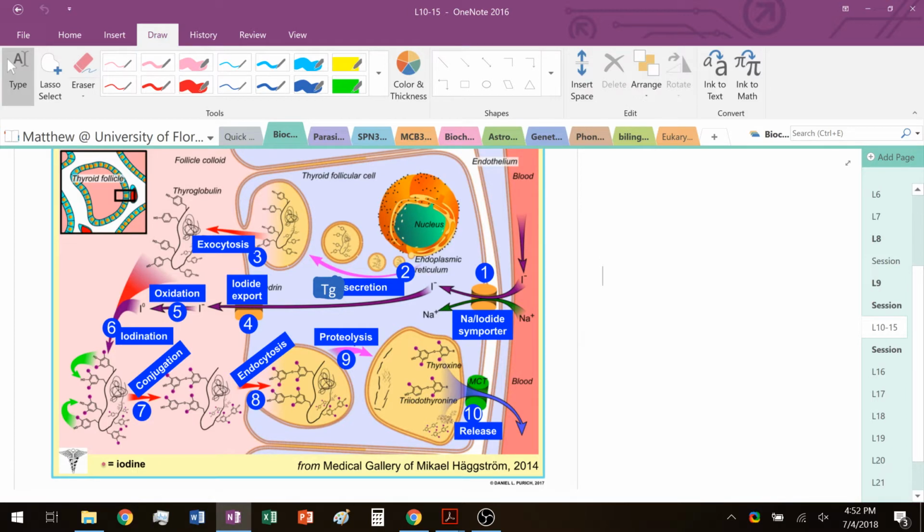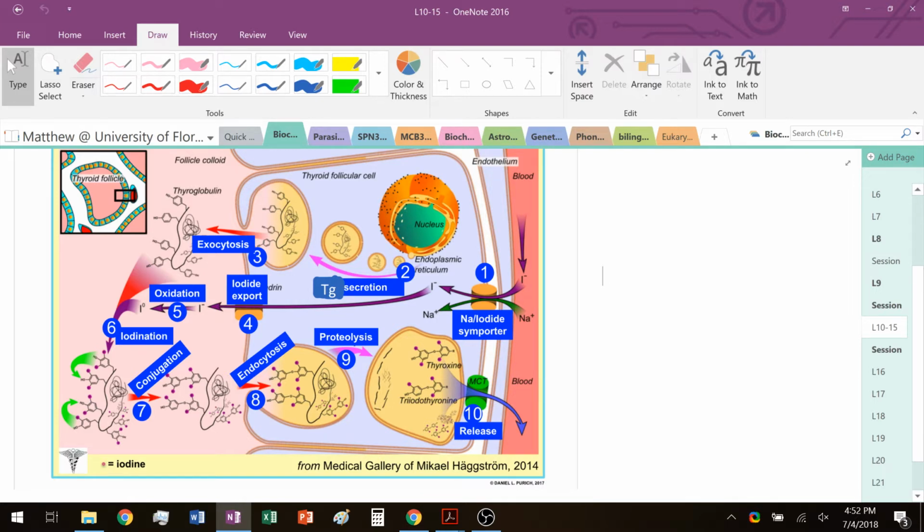This is a highly compartmentalized reaction. You can't have things all happening in one little space. It's kind of like the urea cycle, where some parts of it had to happen inside and outside of the mitochondria. So basically what's going to happen is that we are going to have our iodide and our sodium. We're going to take advantage of sodium to pump some iodide in.